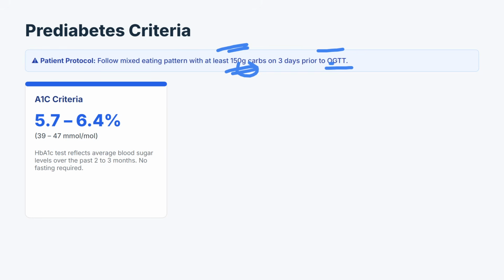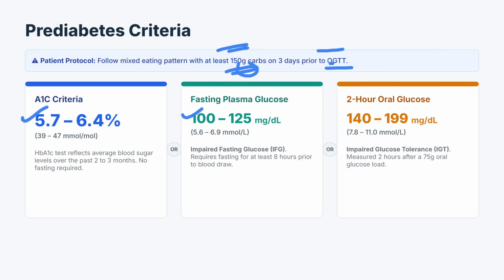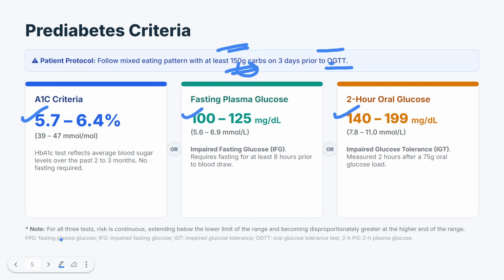So pre-diabetes is defined as either a HbA1c of 5.7 to 6.4, or fasting plasma glucose of 100 to 125 milligram per deciliter, or 2-hour oral glucose of 140 to 199 after a 75 gram OGTT. Now it should be noted that for all these 3 tests, risk is continuous. That is, the risk becomes disproportionately greater at the higher end of the range.